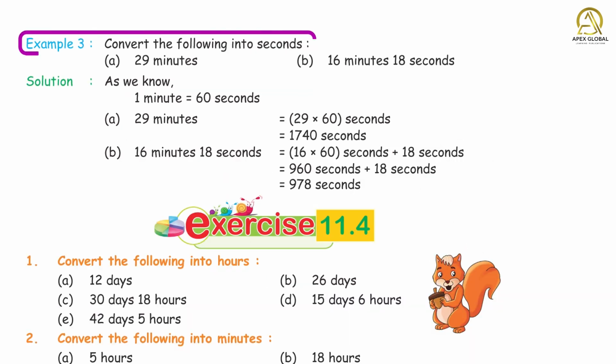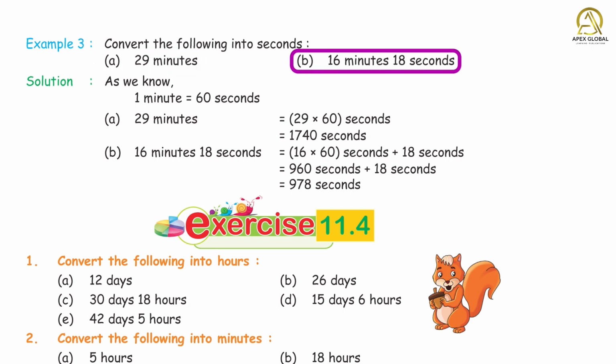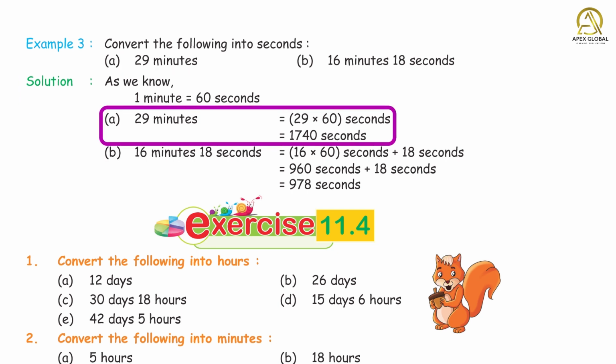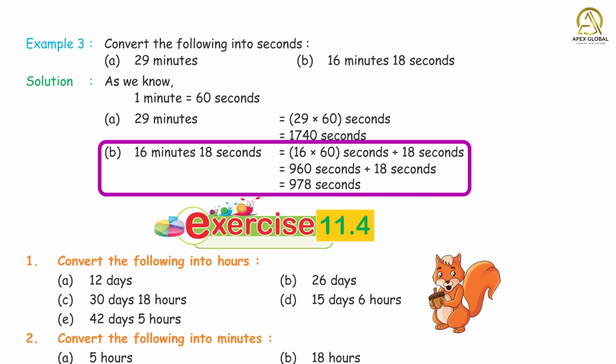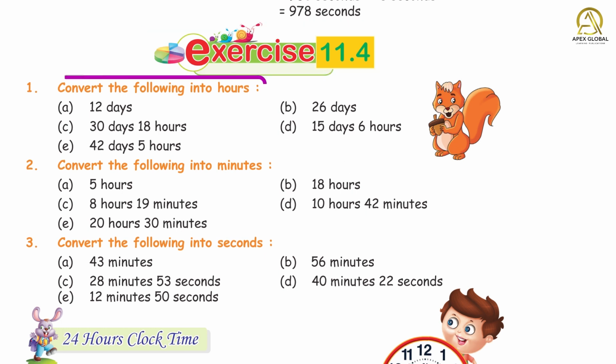926 minutes. Example 3. Convert the following into seconds. A. 29 minutes. B. 16 minutes 18 seconds. Solution. As we know, 1 minute equals 60 seconds. A. 29 minutes equals 29 into 60 seconds, equals 1740 seconds. B. 16 minutes 18 seconds equals 16 into 60 seconds plus 18 seconds. 960 seconds plus 18 seconds. 978 seconds.